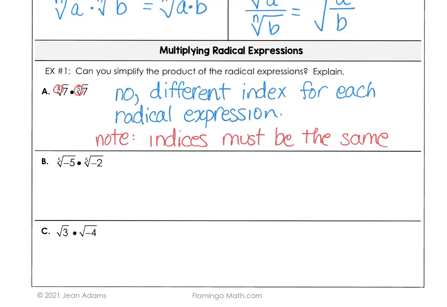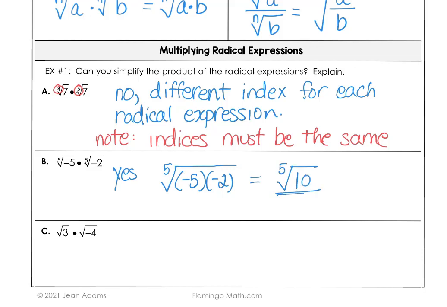In part B, we have a 5th root of negative 5 times the 5th root of negative 2. So yes, we can combine those. And since they're both the 5th root, we would just multiply negative 5 times negative 2 and use that property. And our end result would be the 5th root of 10, and that cannot be simplified any further.